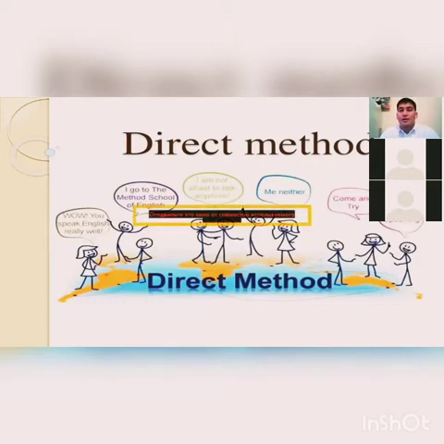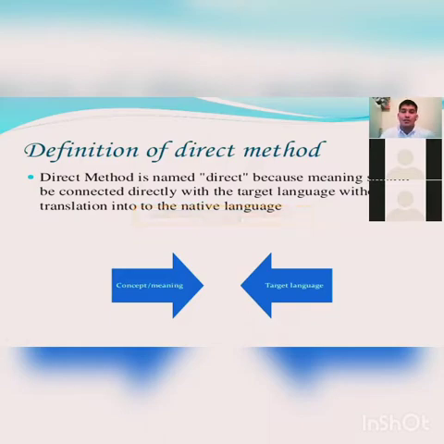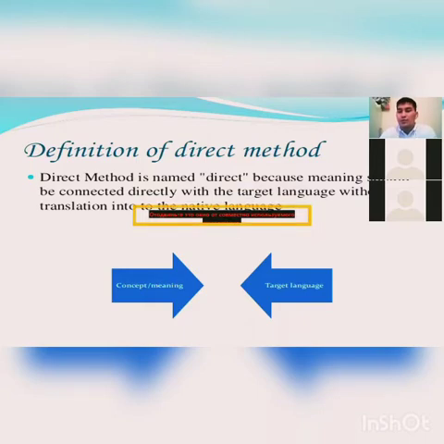Now we are going to come to the direct method. Why is it called the direct method? The direct method is named direct because meaning is connected directly with the target language, and there was no translation into the native language. And also we know that in the direct method we don't use our native language. We use only the target language, even if we need to find the translation of a word. We are not going to find the translation, we are going to find the meaning of the word in order to learn this word.